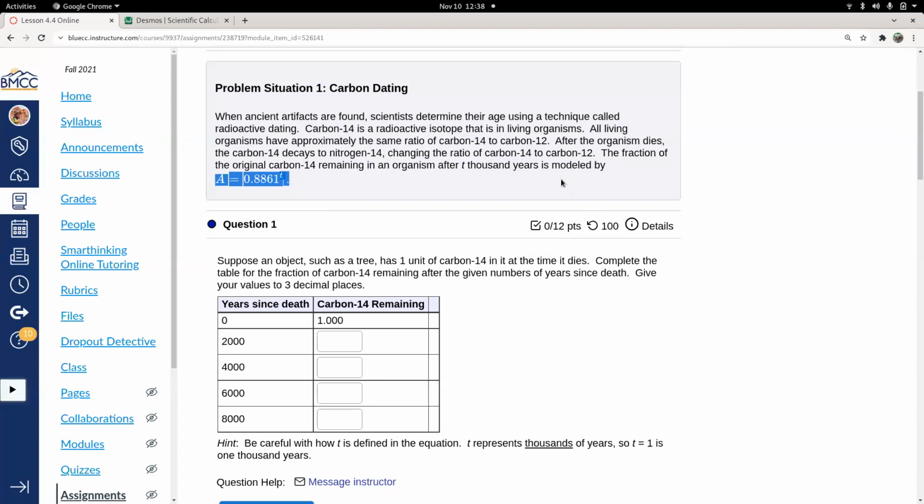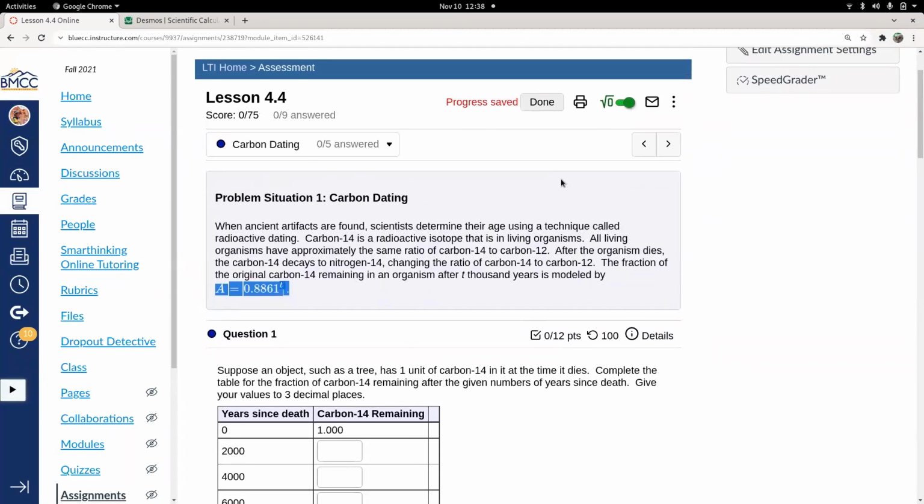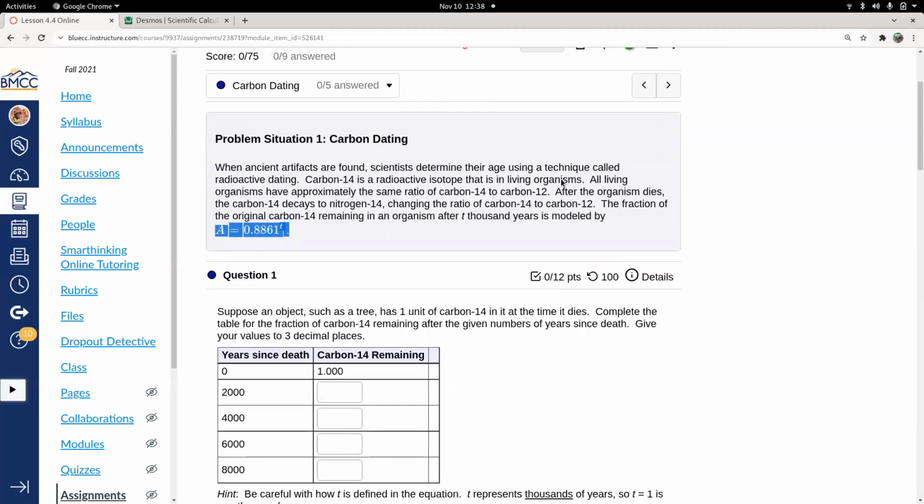So we're on lesson 4.4. First problem scenario is carbon dating. This is similar to problems we've done before, but there's two more properties of logarithms that we're going to see in this lesson that we haven't seen yet.